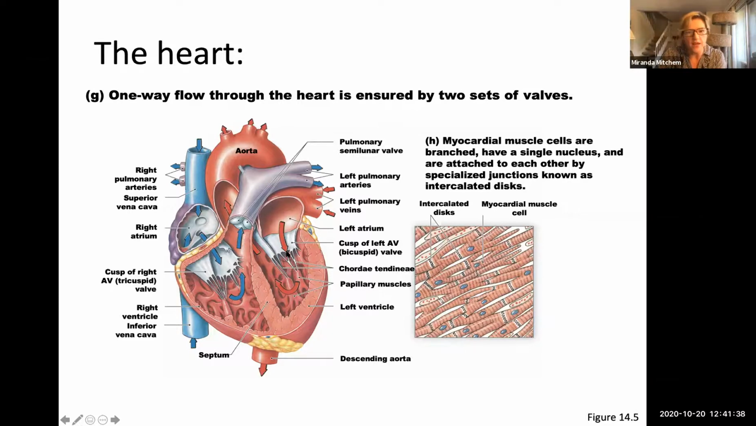And do think of it, I think a parachute is a good analogy here, where if we pull that muscle, right, it's going to pull those chordae tendineae, opening the valve.